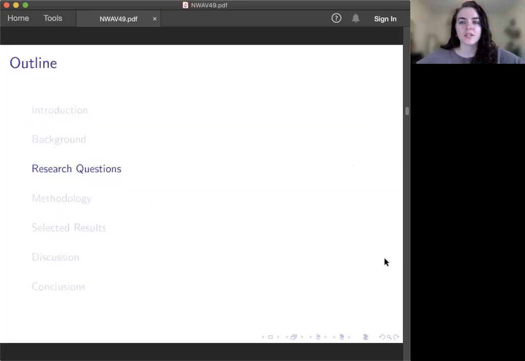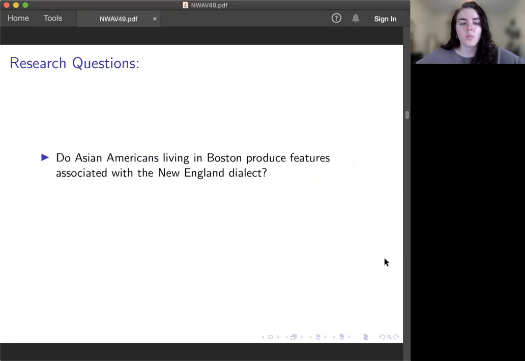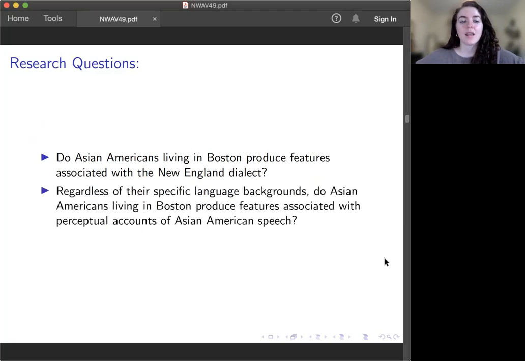Now that we have looked at the background, let's get into our research questions. So specifically, do Asian Americans living in Boston produce features associated with the New England dialect? So these are the R deletion and low back raising features we're looking at. And regardless of their specific language backgrounds, do Asian Americans living in Boston produce features associated with perceptual accounts of Asian American speech? And so these features are L vocalization and LR conflation.